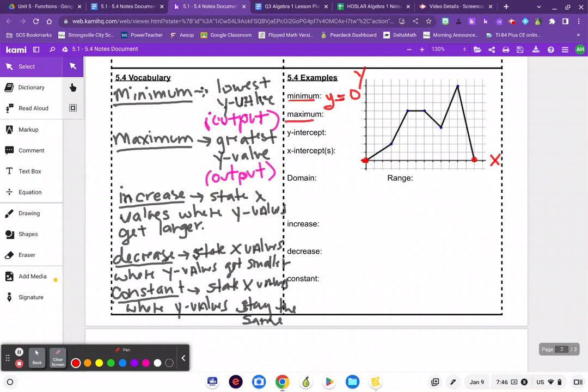And my maximum is the highest y value. So unfortunately, my axis is not labeled. I'm going to assume we go by ones.